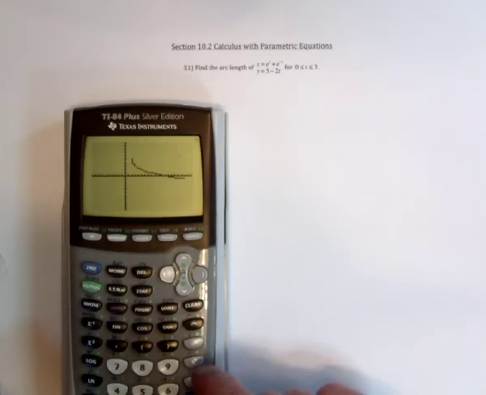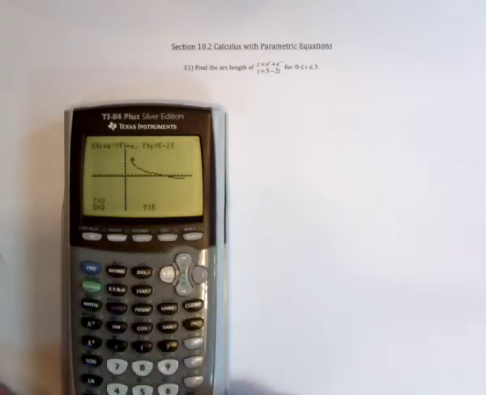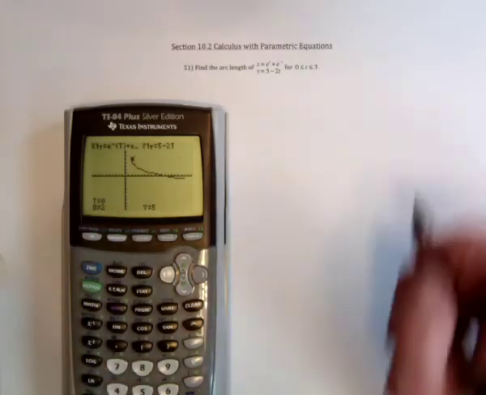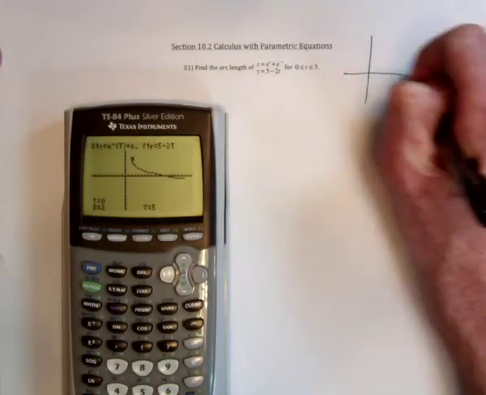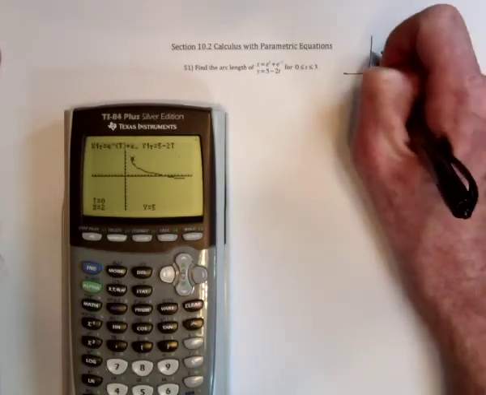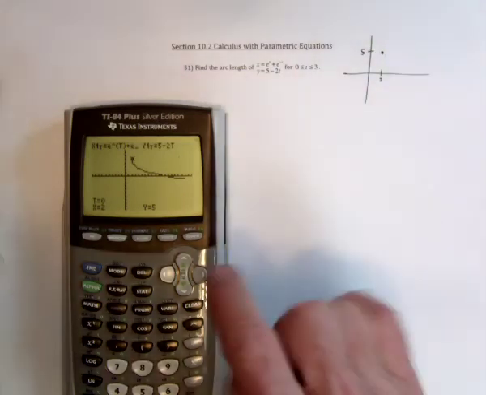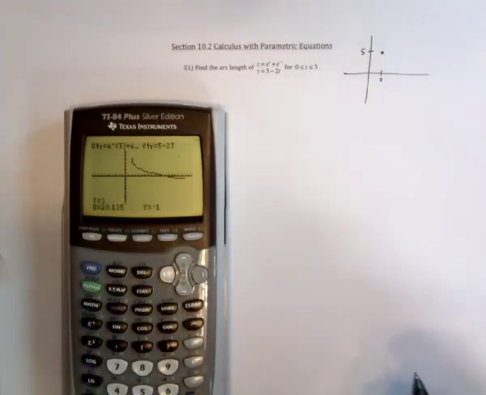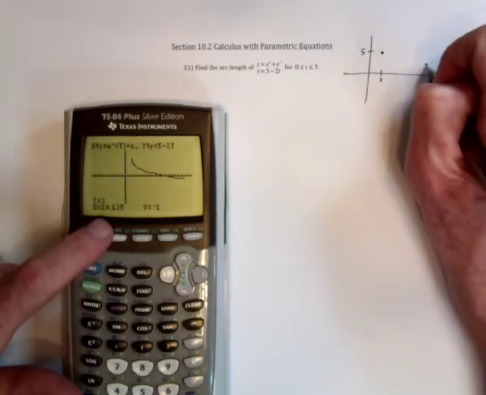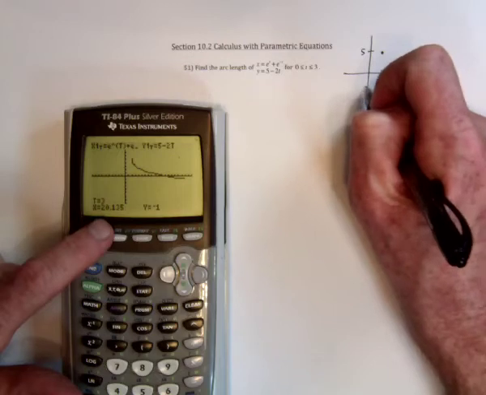Okay, so now we need to find the length of that thing. So let's see. Trace at 0, it is at x equals 2. What I would like to be able to do is estimate what the answer is going to be. So this is at 2, 5. Yet by the end, it's at approximately 20, negative 1.